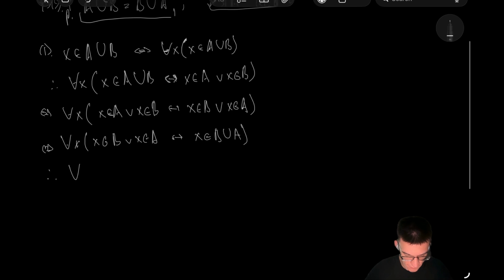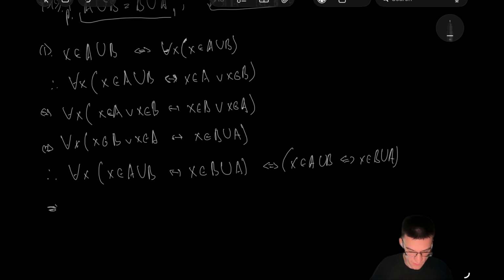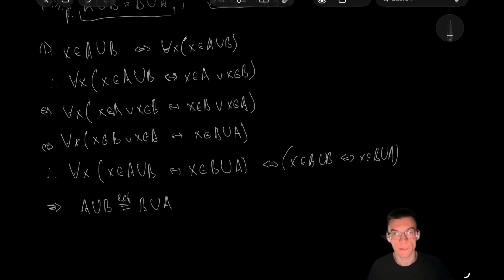Therefore, we can conclude that for any X, X belonging to A union B is logically equivalent to X belonging to B union A. Therefore, A union B is logically identical to B union A based on the extensionality principle. The extensionality principle is something that I covered in my previous episode. You can take a look at that video to understand what it means. It essentially means that two sets are equal if and only if they have the exact same elements in both sets.